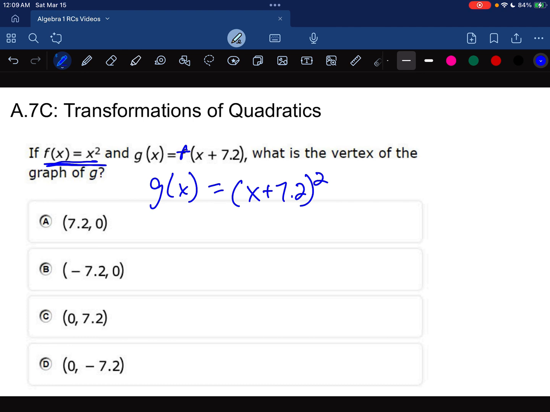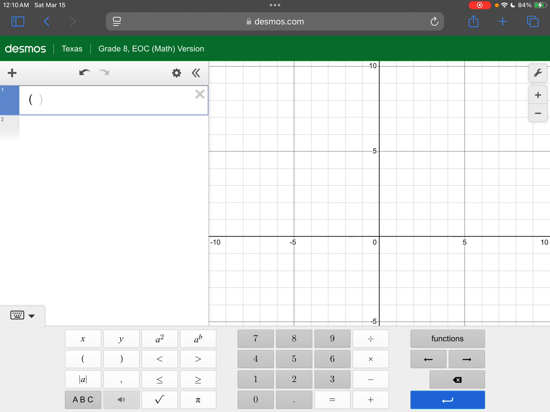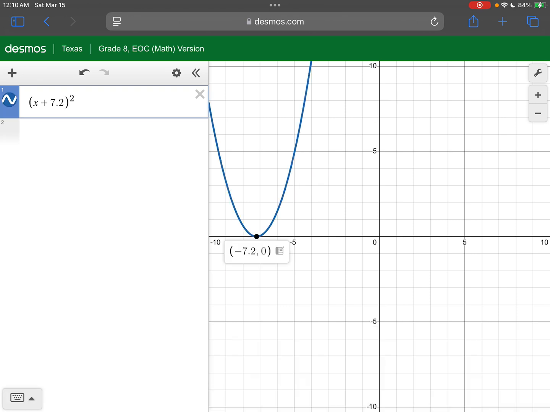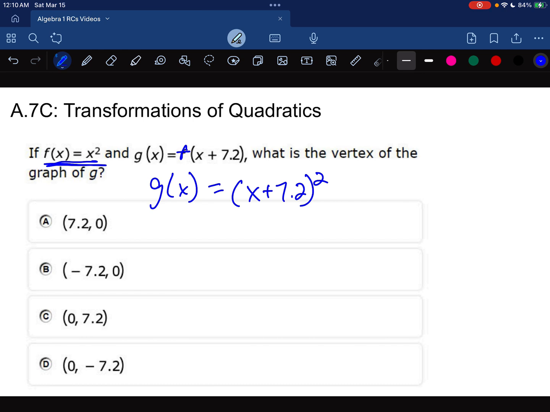So now I need to see what is going to be the vertex of my function. Parentheses, x plus 7.2 squared. My vertex is negative 7.2, 0. How many solutions does this one have? Yep, it only has one solution. So correct answer is B.